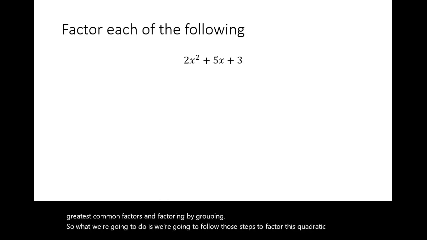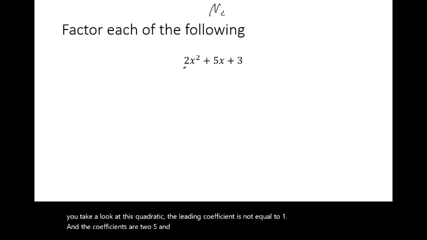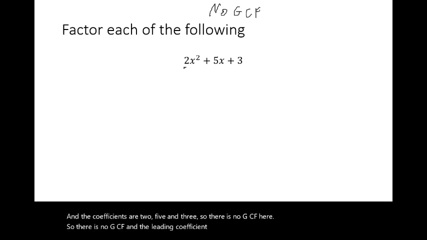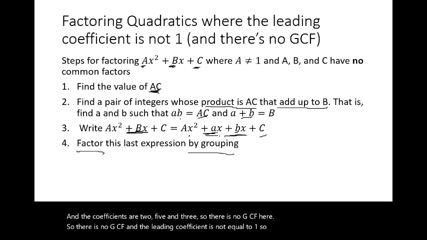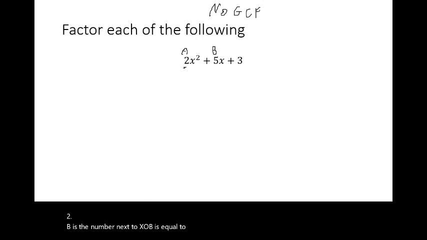So if you take a look at this quadratic, the leading coefficient is not equal to 1. And the coefficients are 2, 5, and 3. So there is no GCF here, and the leading coefficient is not equal to 1. So what that will mean is that you have to follow these steps. Now a is the number next to x squared, so a is equal to positive 2. B is the number next to x, so b is equal to positive 5. And c is the constant with no variable, so c is equal to 3.